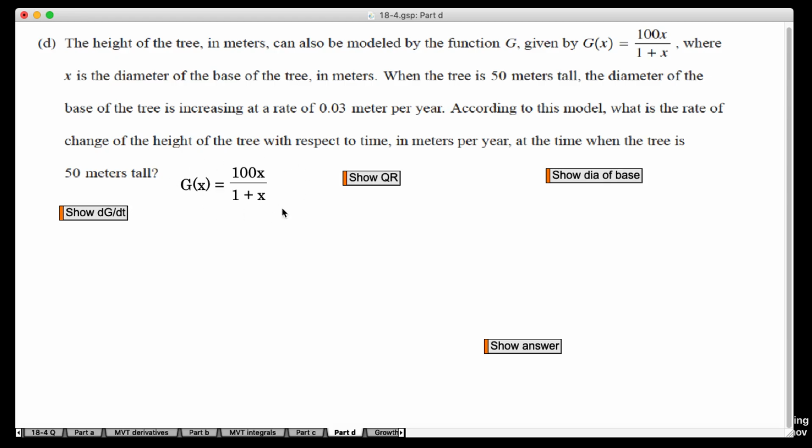So here's our model. Now you have to be a little careful here because we need to know a couple of things, but we want to know the rate of change of the height with respect to time. So we want to know dg/dt. Okay, so we have to differentiate this with respect to time.